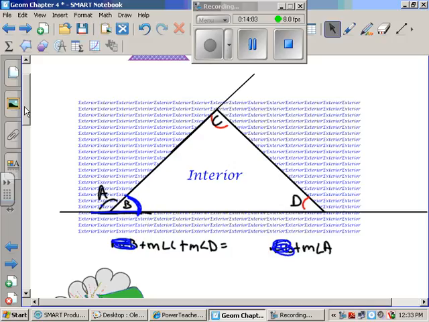What would be, if I call this, let's say E, what would be the remote of E? Michelle, what would be the remote? What two angles would be remote for angle E?